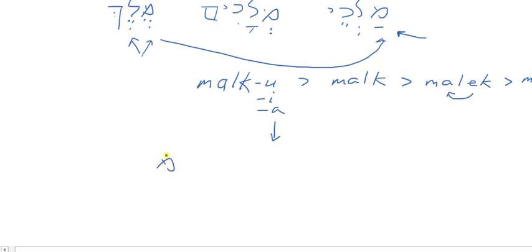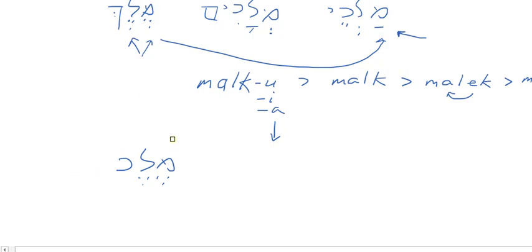We want to add the pronoun, let's say the second masculine singular pronoun, to melek. I would put a final kaf here, but since I'm going to add a pronominal suffix, I'll go ahead and put the non-final kaf here. Melek is normally accented here, but when I add a pronominal suffix, I'm going to lose the stress, so that's going to go away.